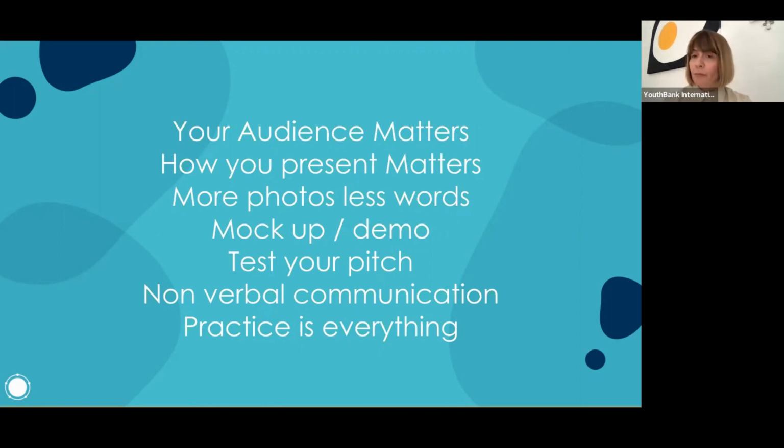Nonverbal communication also matters. If you're standing in front of the audience, don't move, because the audience needs to focus on what you're saying, not your movement. Try to stand in one spot.